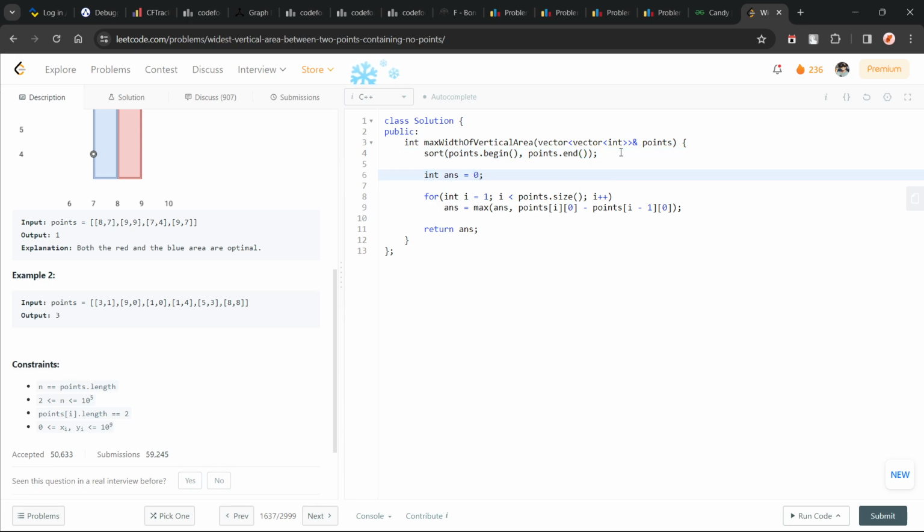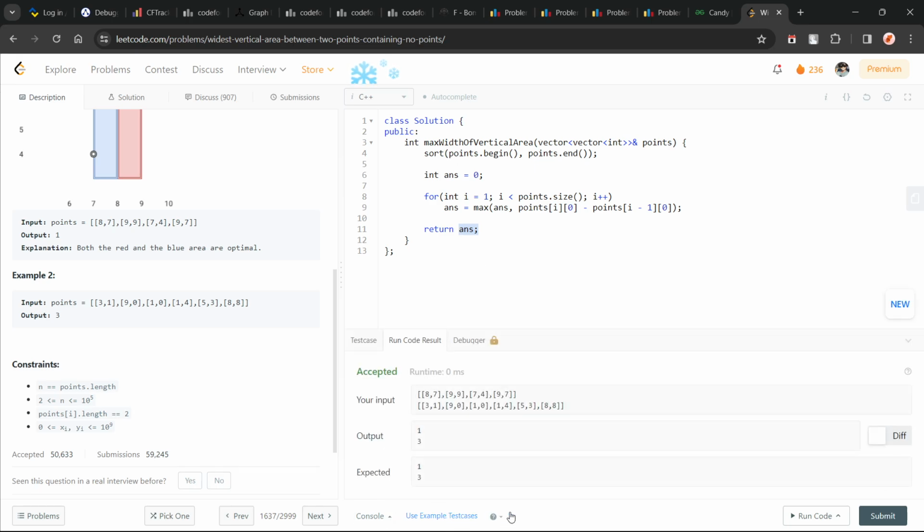Normally what would happen is, if this is a pair, this would definitely work because pairs are sorted according to the first element. But let us see what happens in case of vector. We'll see in the output, right? So if I take the answer 0 and I'm just going to go through all the points and I'm just taking the maximum of answer comma, the difference between the current point and the previous point. So you see I'm only considering the x coordinate, and at the end I can just return my answer value.